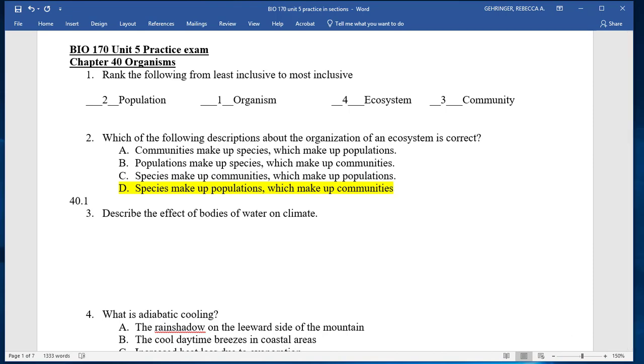Describe the effect of bodies of water on climate. So for that one, large bodies of water tend to have a more moderate climate around them, or they help maintain temperature. Or reduce temperature fluctuations, let's say that. Help reduce temperature.